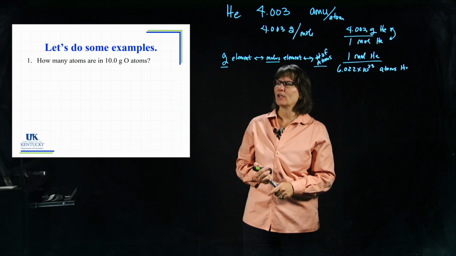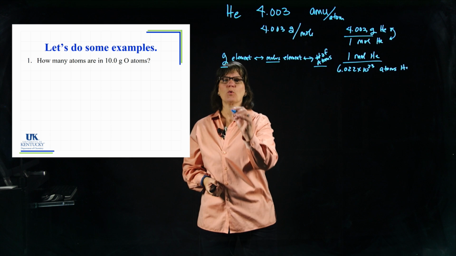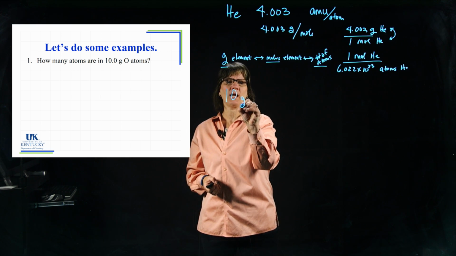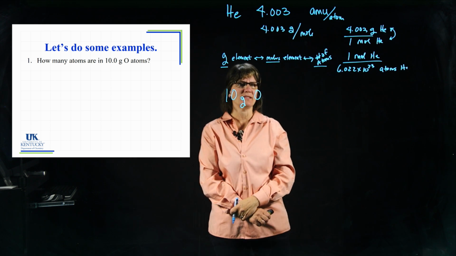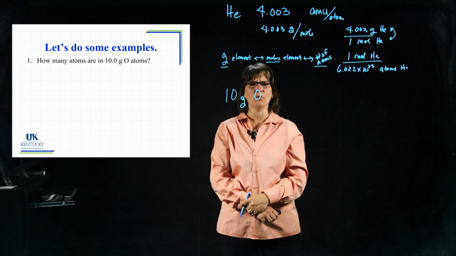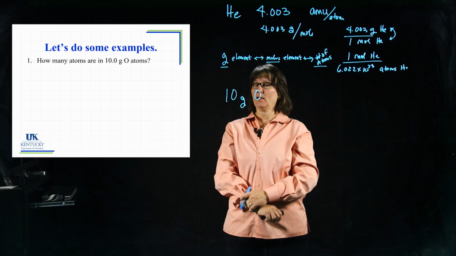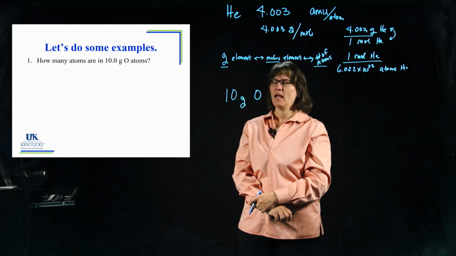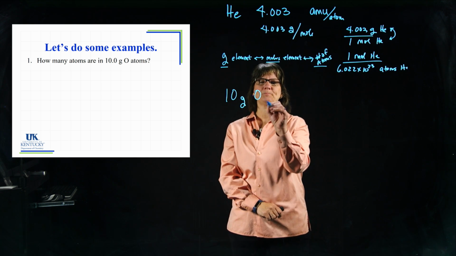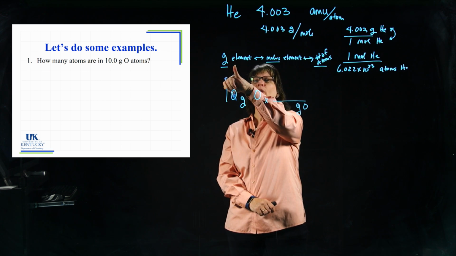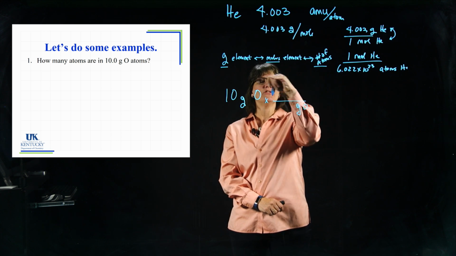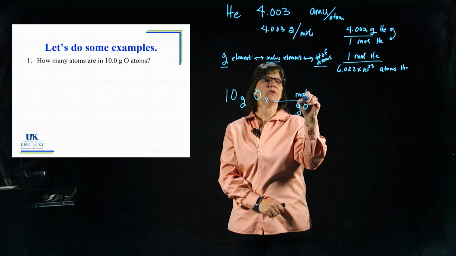So how many atoms are in 10 grams of oxygen? So we're going to start with 10 grams of oxygen. Now later we'll learn that oxygen is a diatomic molecule and we'll write it as O2, but I'm just talking about I've got 10 grams of oxygen and I'm just using the elemental symbol oxygen. Now we're going to go from grams of oxygen. Where can I go? The only place I know I can go is to moles. So I'm going to go to moles of oxygen.